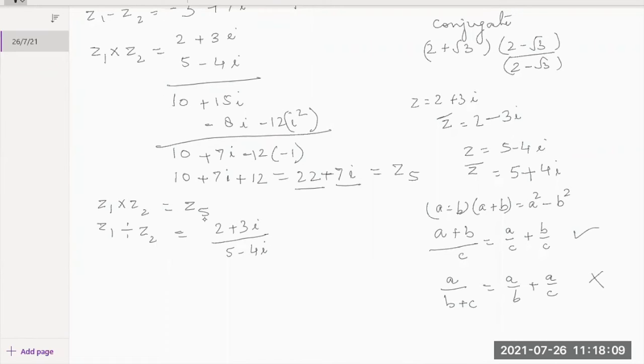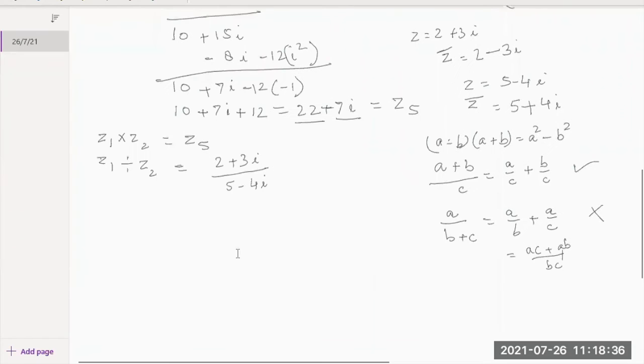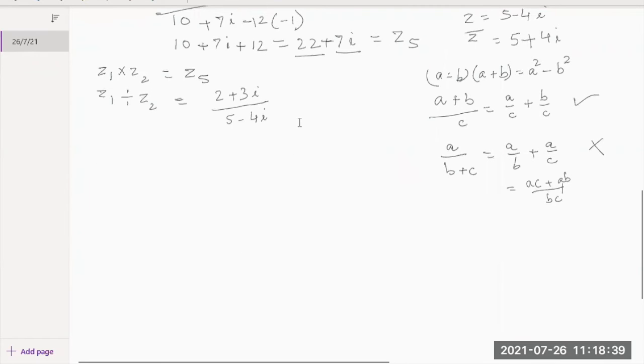If you work this out on the right hand side, what will you get? See, LCM would be BC. You're going to get AC plus AB, right? Which is not the same thing as this. This is going to give you a plus b upon c. So therefore, this is not the same thing as this. So please do not split the denominator. That is why you have to remember that you are going to reduce the denominator to a single term like this so that you can split up your fraction over here.